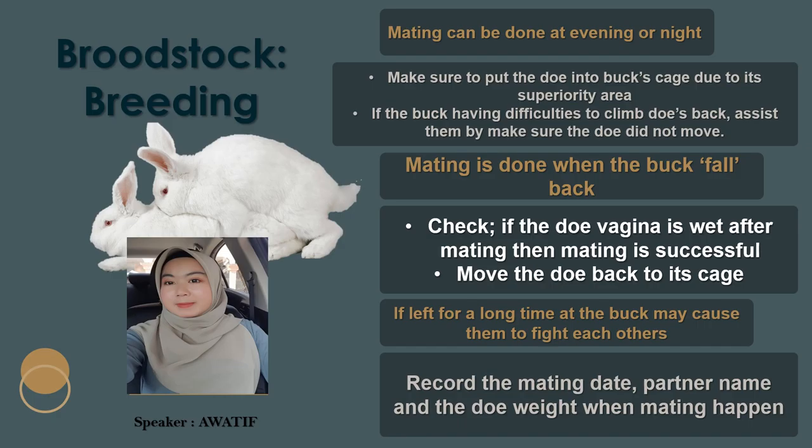If the buck has difficulty climbing onto the doe's back, assist them by making sure the doe does not move. Mating is done when the buck falls back. Check if the doe's vagina is wet after mating, then mating is successful. Move the doe back to its cage. If left for a long time with the buck, it may cause them to fight each other. Record the mating date, partner name, and the doe's weight when mating happens.